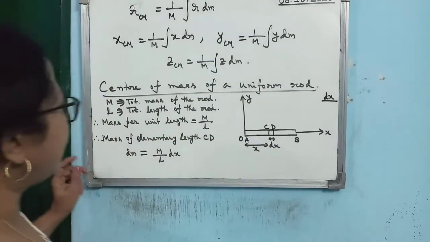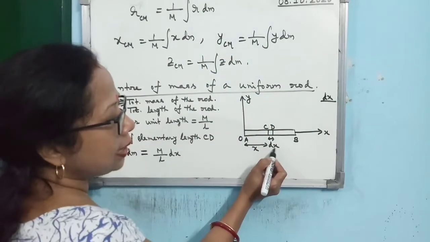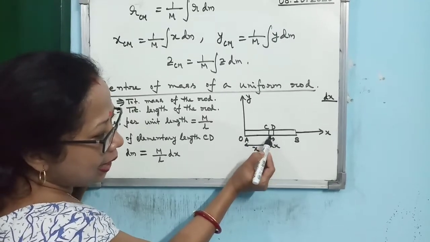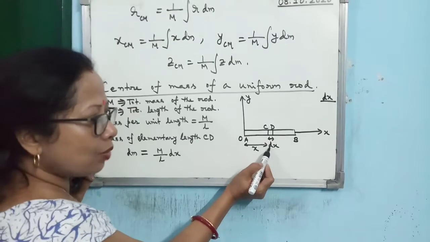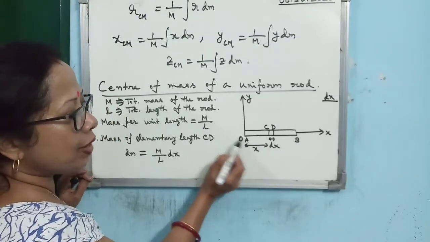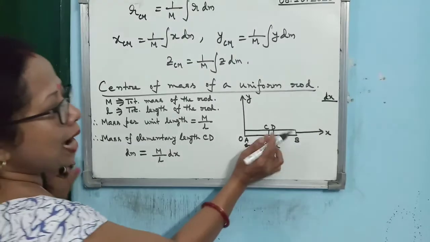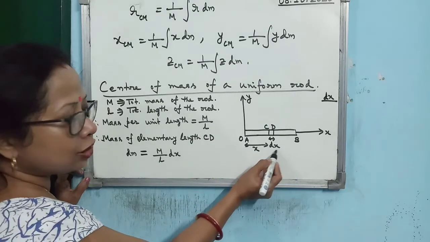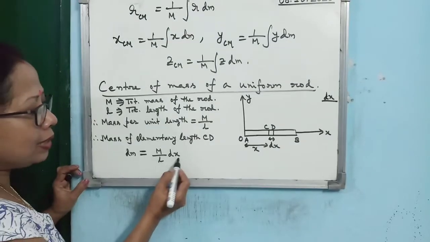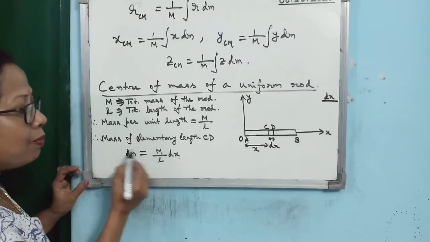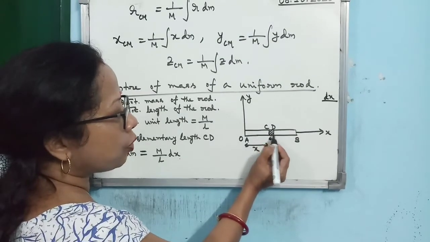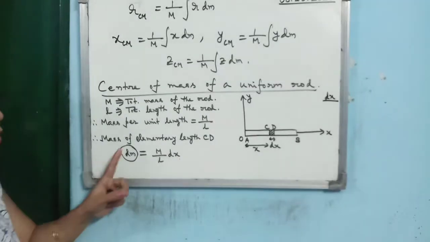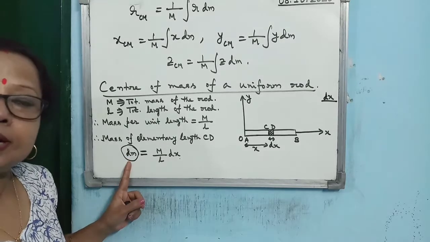So if you consider a very small length dx at a distance x from the origin, look at it. We have taken an elementary length dx, which is very small, at a distance of x from the origin. Now, what is the mass of this portion CD? It will be mass per unit length into the length of the region. So you can write M by L into dx. Now, why have I written dm? Because as we have chosen this portion to be very small, its mass is also very small. So that's why we have written it as dm, not only m.